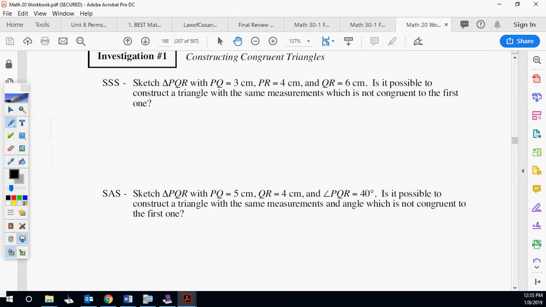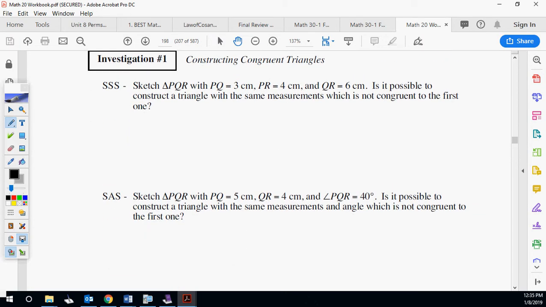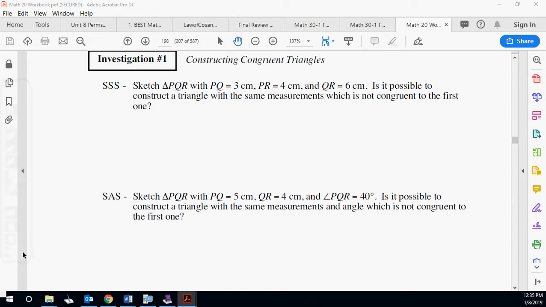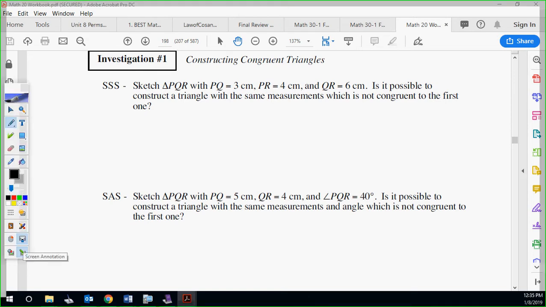So investigation 1, constructing congruent triangles, so just do the best you can on your paper here. We're going to do triangle QPR with PQ 3, PR 4, and QR 6. Is it possible to construct a triangle with the same measurements which is not congruent to the first one? So they're saying, if I draw PQ, so this is PQ, I'm going to say this is Q like in my notes here. And then it says PR.